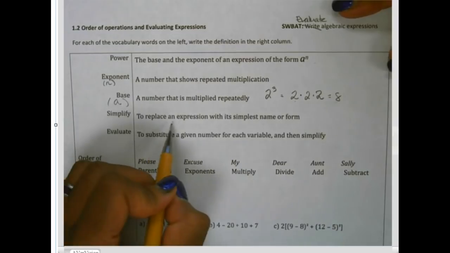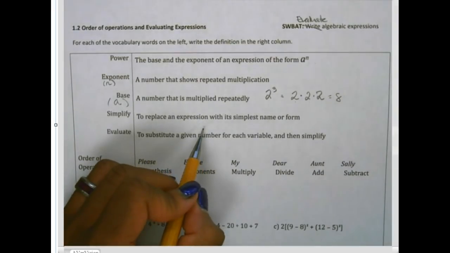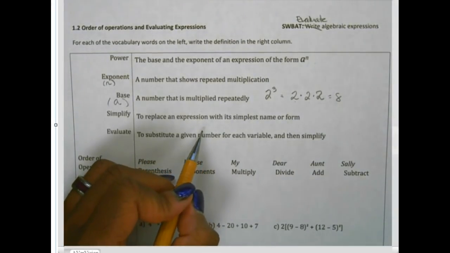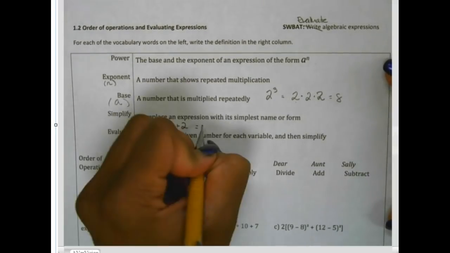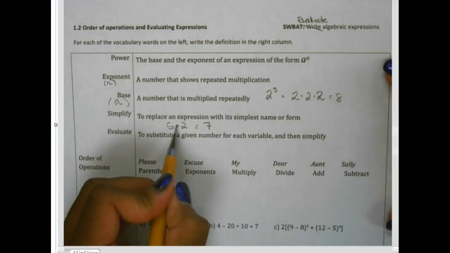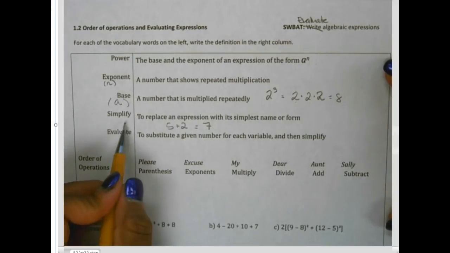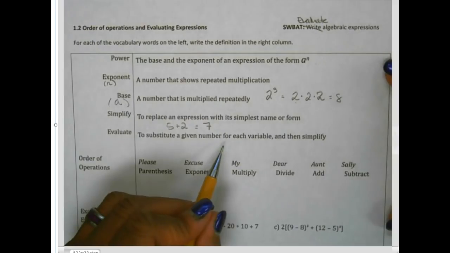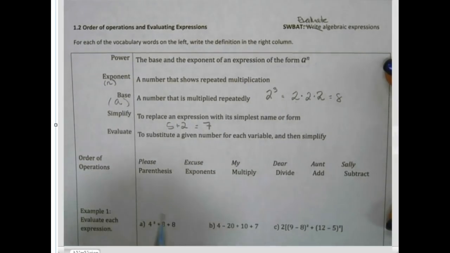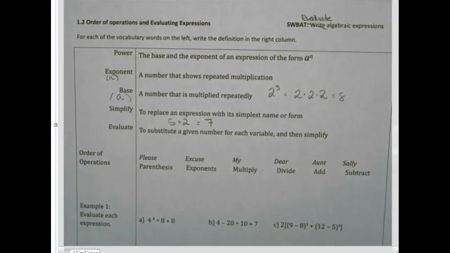Simplify is to replace an expression with its simplest name or form. So, for example, here's an expression, 5 plus 2. Simplified, 7. I should have no more operation symbols left once I've simplified. Evaluate is to substitute a given number in for the variable, and then we'll do that. So I'll show you that in just a little bit.